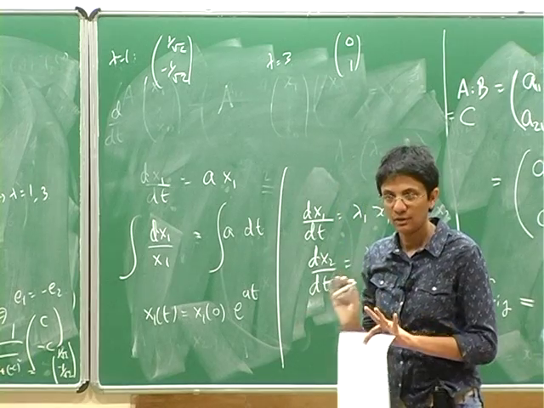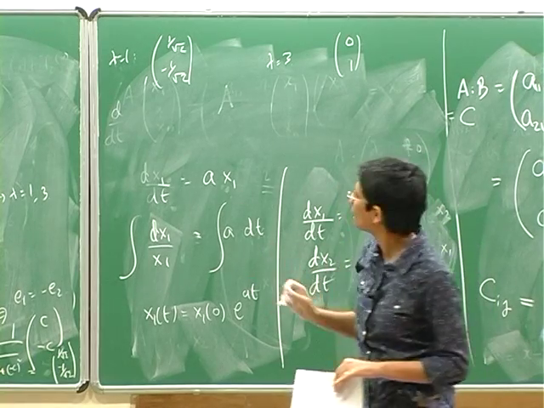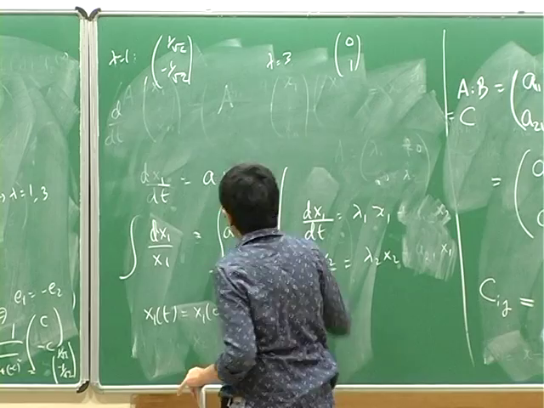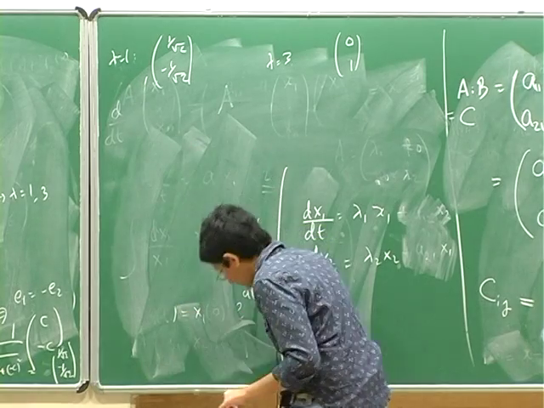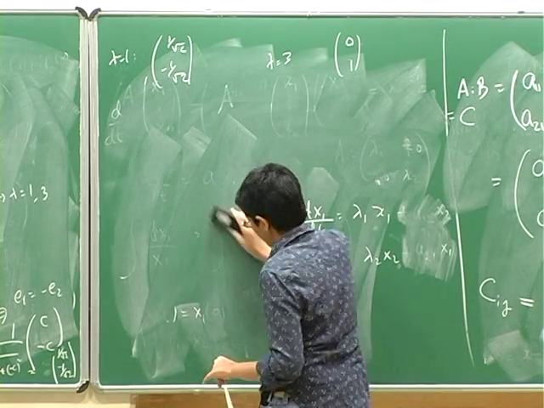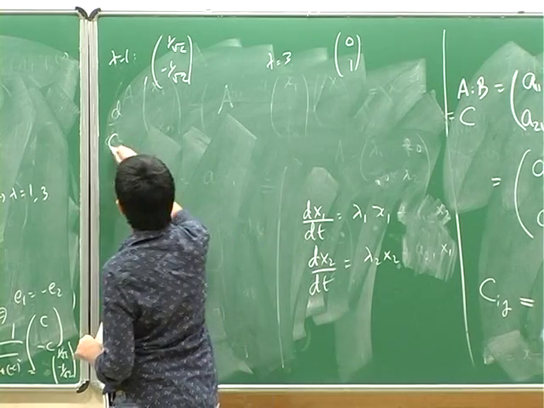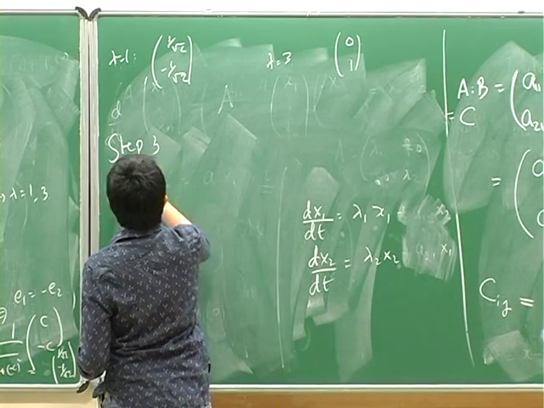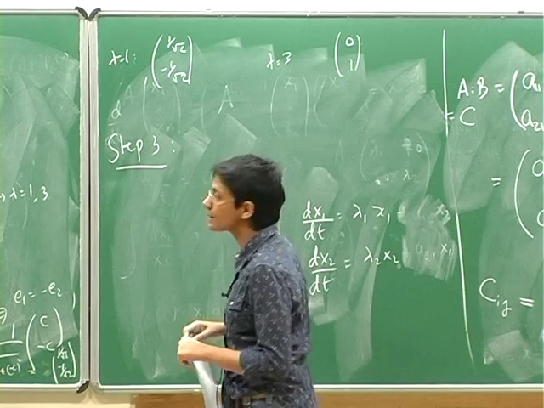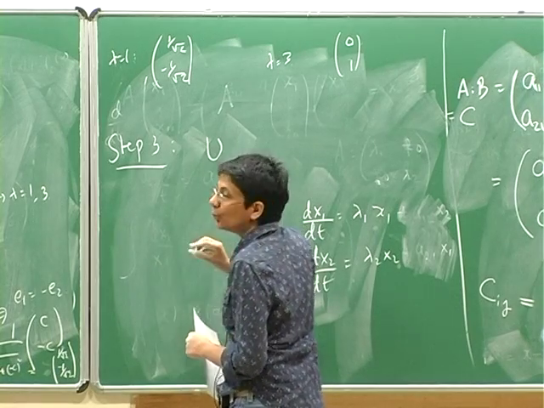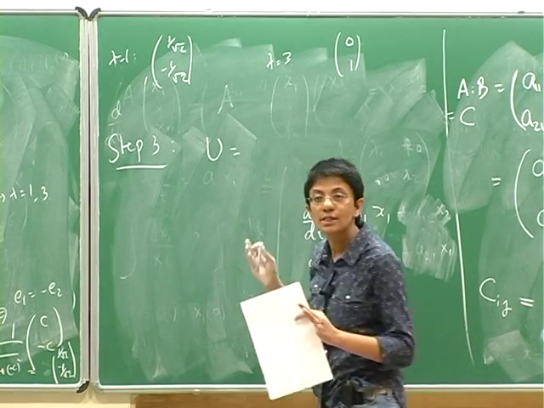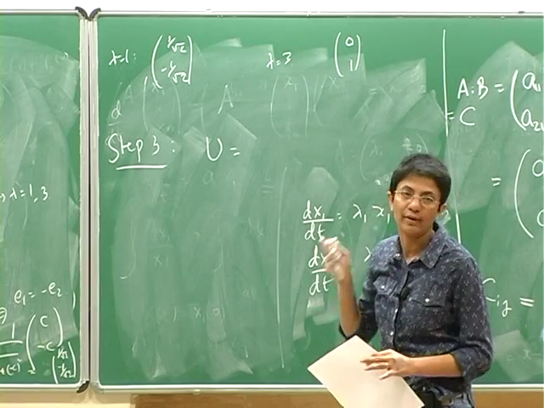So this was step 2. Finally, step 3: you write down a matrix U whose column vectors are these eigenvectors.